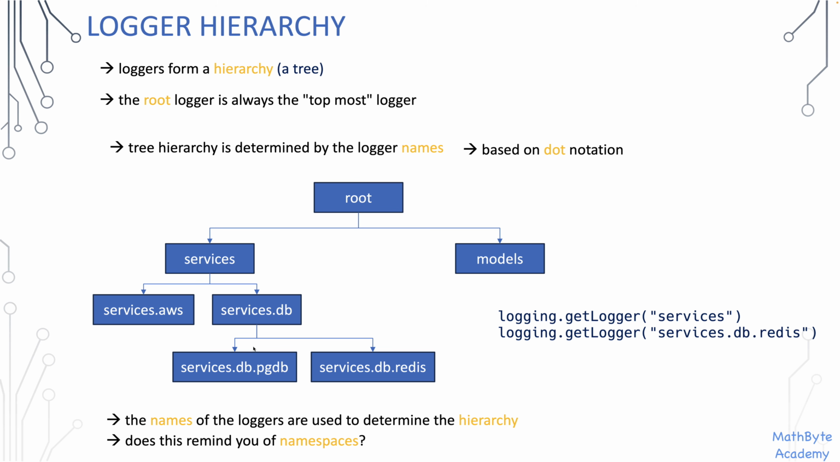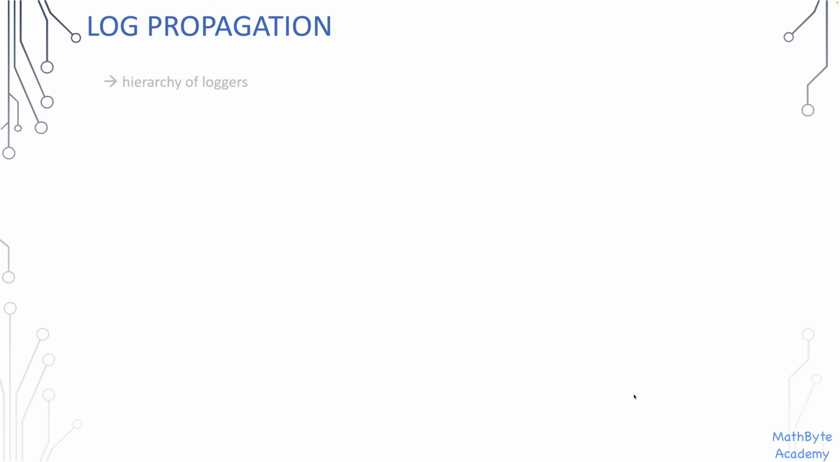Your loggers are also organized in this tree hierarchy based on the names. Your packages and modules in Python are organized into a tree hierarchy based on names as well, right? Folders are names and modules are names. So that's all it is. Now, why is that important? Well, because of something called log propagation.